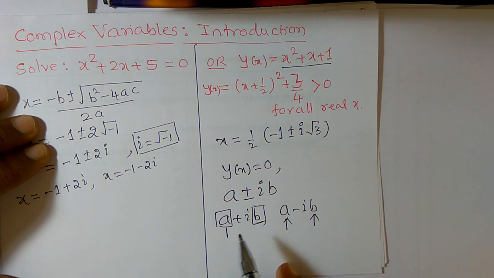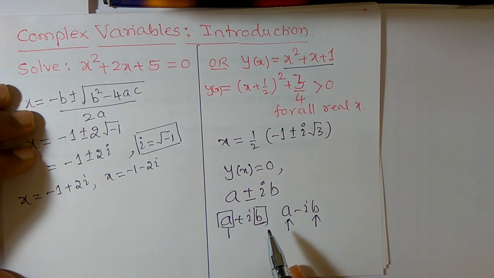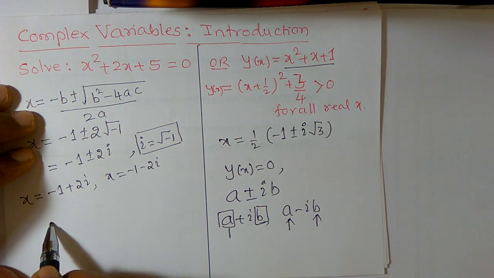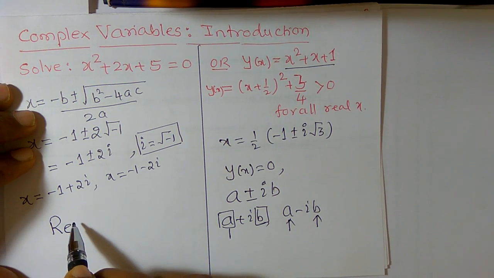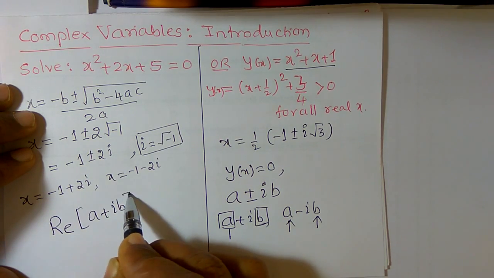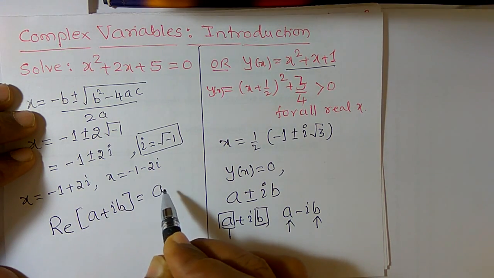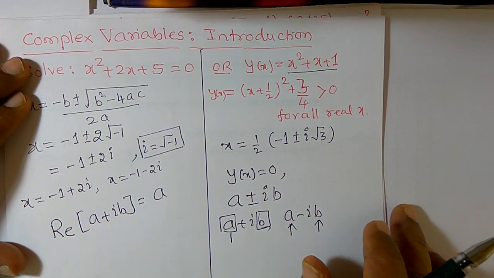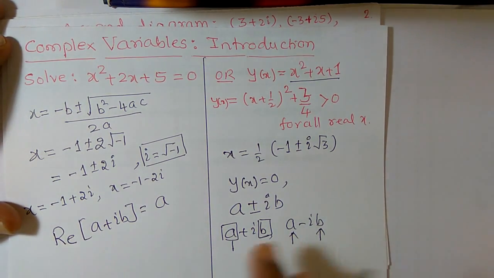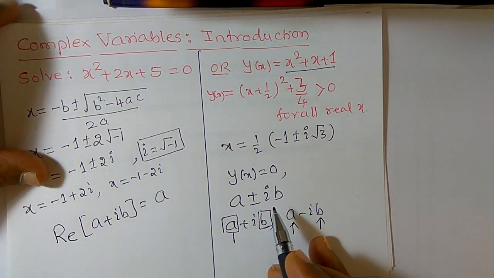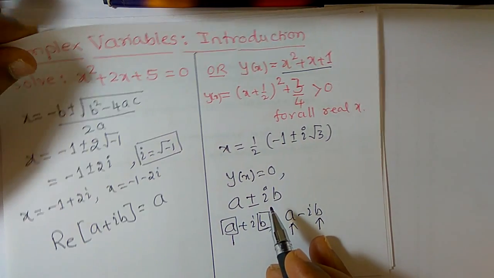A complex number is the combination of a real part as well as an imaginary part. Sometimes we will write Re of a plus ib is equal to what? You will get a only. That represents the real part. Further, we shall discuss such things. I hope now we have defined a complex number, right?